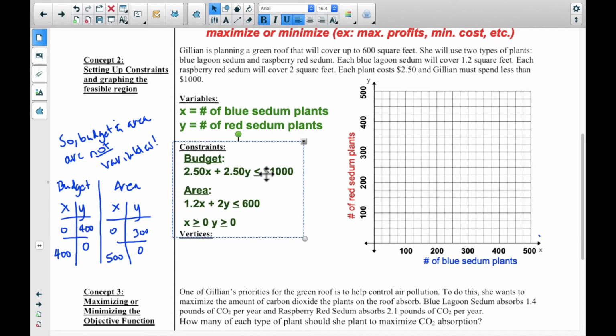And you know what, as I read through here, it says Gillian must spend less than $1,000. Maybe we should change that to just a plain old less than. So I'm going to erase my equal to with that one just because it says less than. Okay, so we've already figured out our intercepts here, so let's go ahead and graph those. So this one's going to go from 400 to 400. It is a dotted line because I got rid of that equal to, so it is a dotted line.